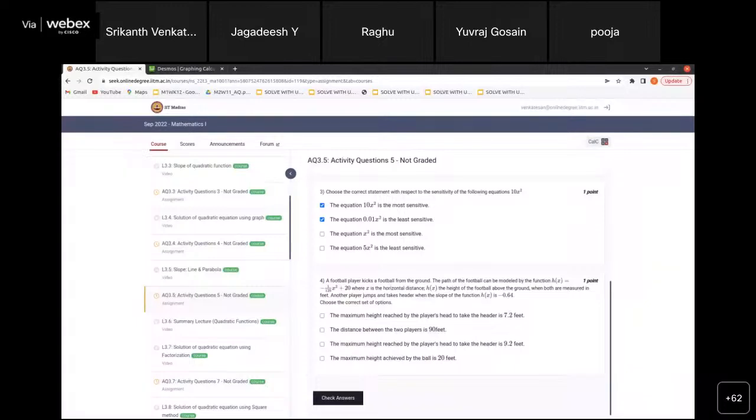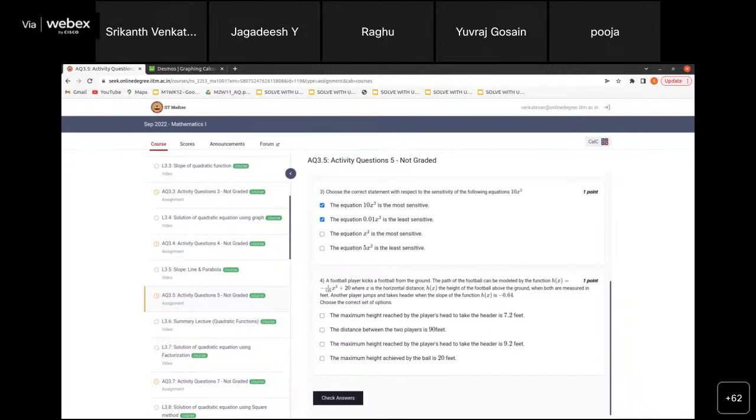First and foremost tip I can give you is don't read the complete question at once. Don't be like, just look at this question, fourth question: a football player kicks a football from the ground. The path of this is this, horizontal this is this. When measured both feet, another player jumps and takes the slope of the function. By the time you reach the last statement, you will forget what happened in the first statement.